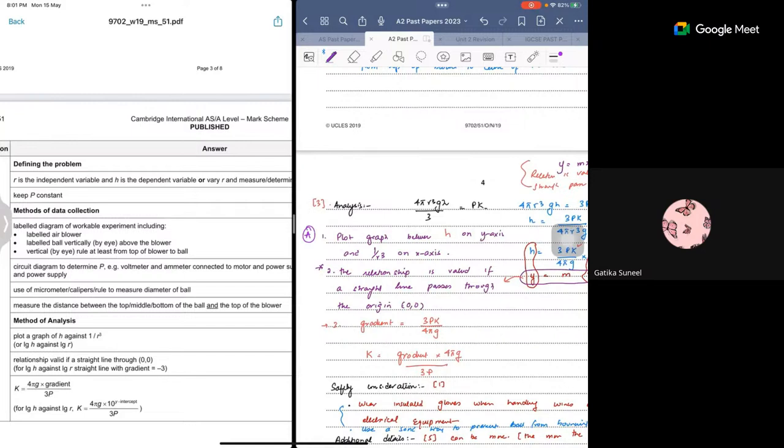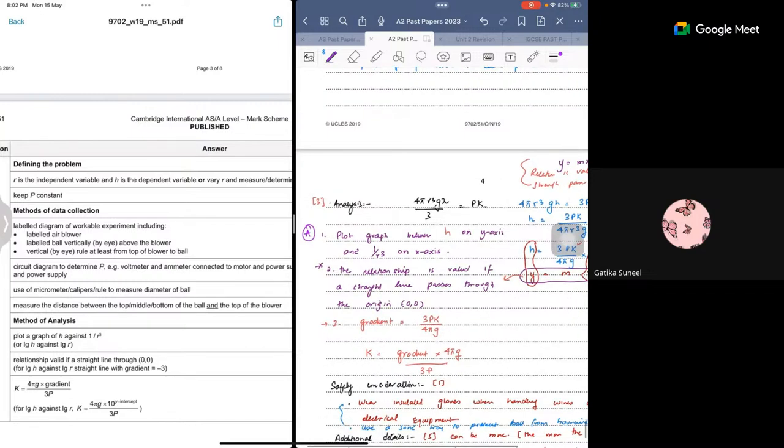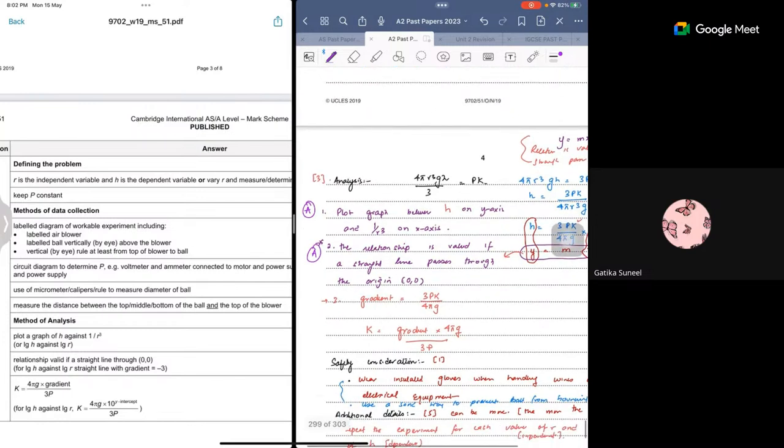And then the relationship is valid if a line goes through 0 and 0. And we wrote origin, which is good. Analysis mark, one more. And then for K, it should be written 4 pi g, and 3p and gradient. So we got analysis mark here as well.